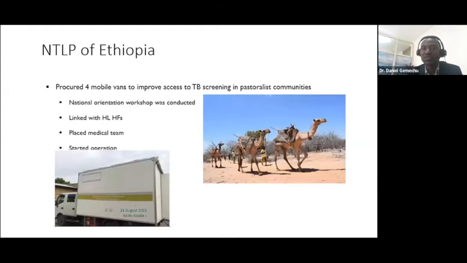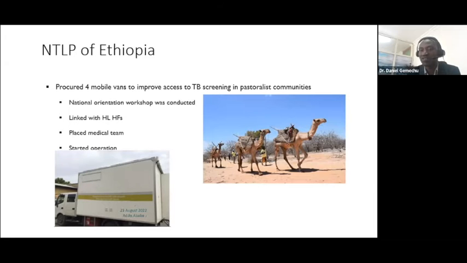This is just to give you an idea of what the pastoralist community looks like, and the van which is available in one of the regions, called Afar. The community is mobile. You cannot bring them to a facility to access the fixed health system. So now we use the vans in those areas. These vans are placed in the pastoralist communities.